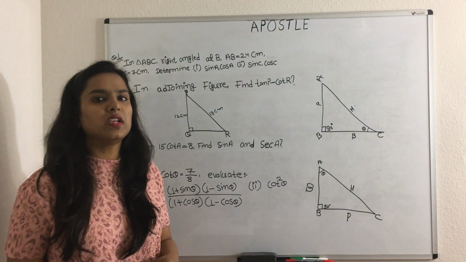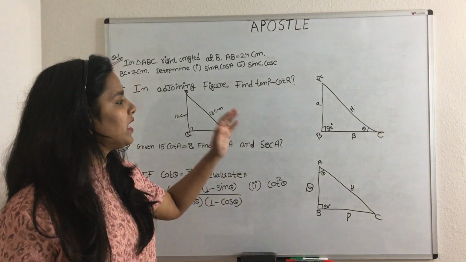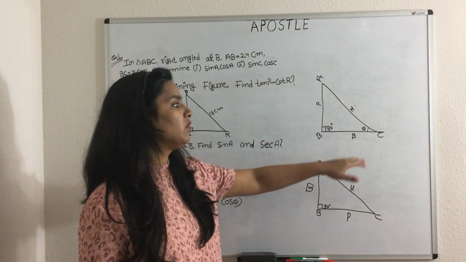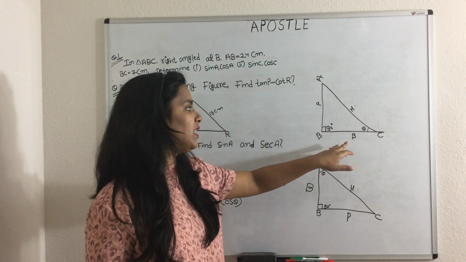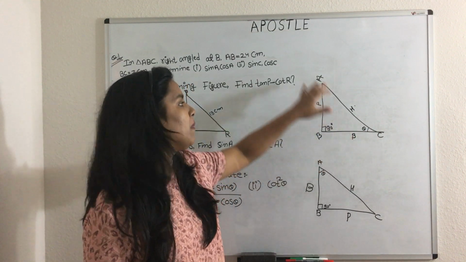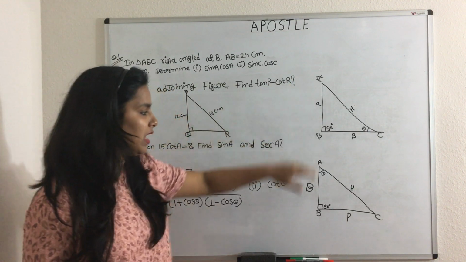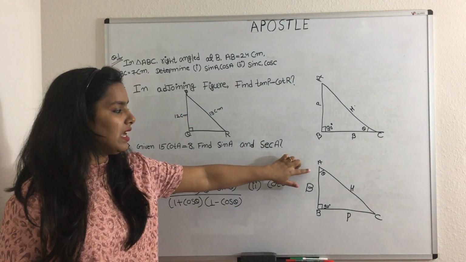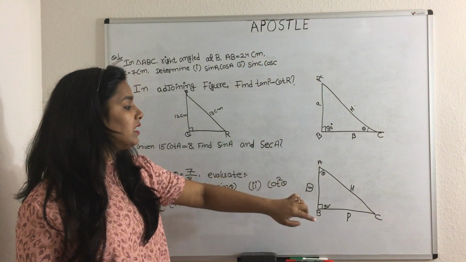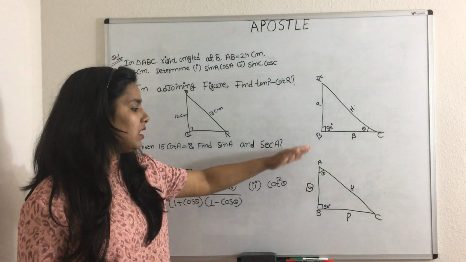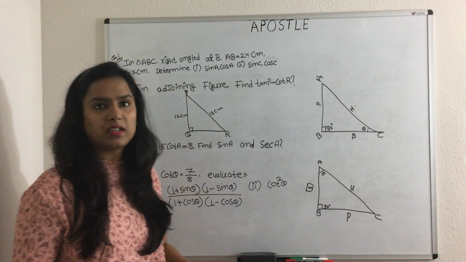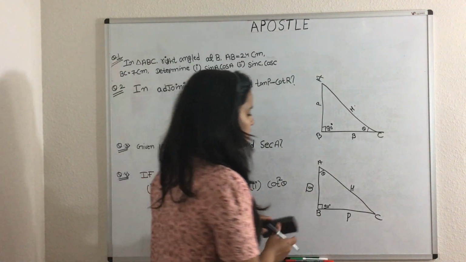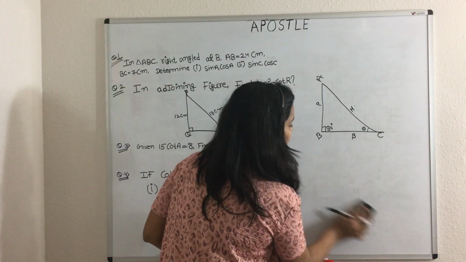So here we have discussed base, perpendicular and hypotenuse. If we consider our angle theta at the position of C, then the base is line BC and the perpendicular is line AB. And if we consider our angle theta at the position of A, then our base is line AB and the perpendicular is line BC. Clear? Now we are going to discuss the trigonometric ratios.